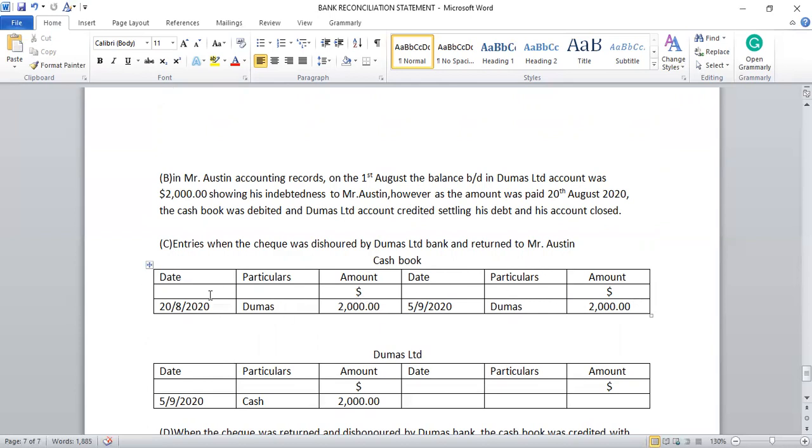We have already debited it on 20th August 2020, particular Dumas, amount $2,000. So we have to cancel it by crediting it. Date 5/9/2020, when the check was returned, particular Dumas, $2,000. So we cancel it out of our books. Then we reopen Mr. Dumas' account because he's still owing us. So we have to debit him. Date 5th September 2020, particular cash, amount $2,000, reinstating his debt.